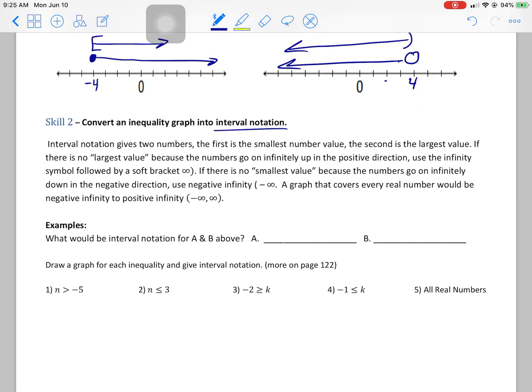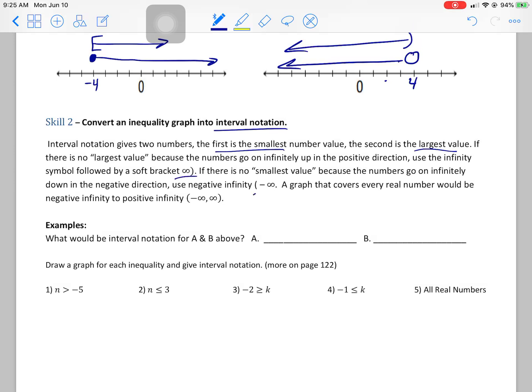So we want to do that so we can write interval notation. So interval notation is two numbers, the first number being the smallest number, and then there's a comma, and then the second number is the largest number. And then see how some of these graphs go on forever in one direction or the other? And if it goes on forever, we want to use an infinity symbol.